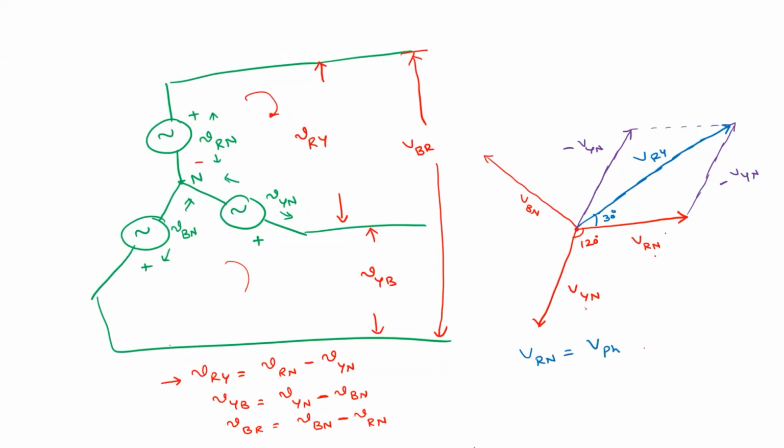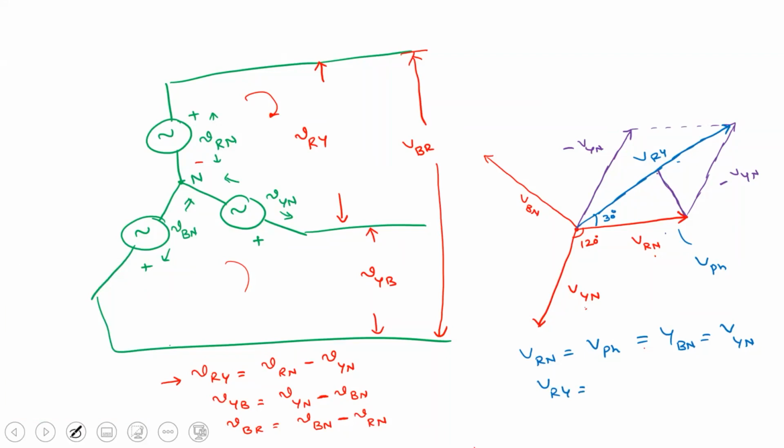Similarly, VBN and VYN have magnitude V phase. If this magnitude is V phase, what is VRY? How to calculate VRY? Square root of a squared plus b squared plus 2ab cos theta. So how do we calculate its magnitude? That is the question. Can we do it like this?